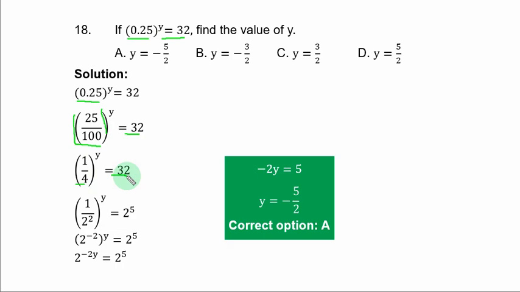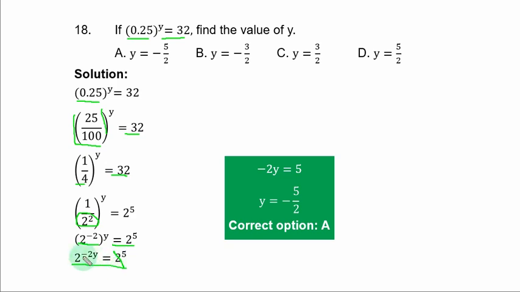The lowest base of 4 and 32 is base 2. So you have 1 over 2 squared, power y, equal to 2 power 5. Before we can equate the bases, they must be at the same level. So if you reverse this by negative index, if you take 2 up, you have 2 to the power of minus 2, then power of y, equal to 2 power 5. If you multiply the powers, you have 2 power minus 2y equal to 2 power 5.